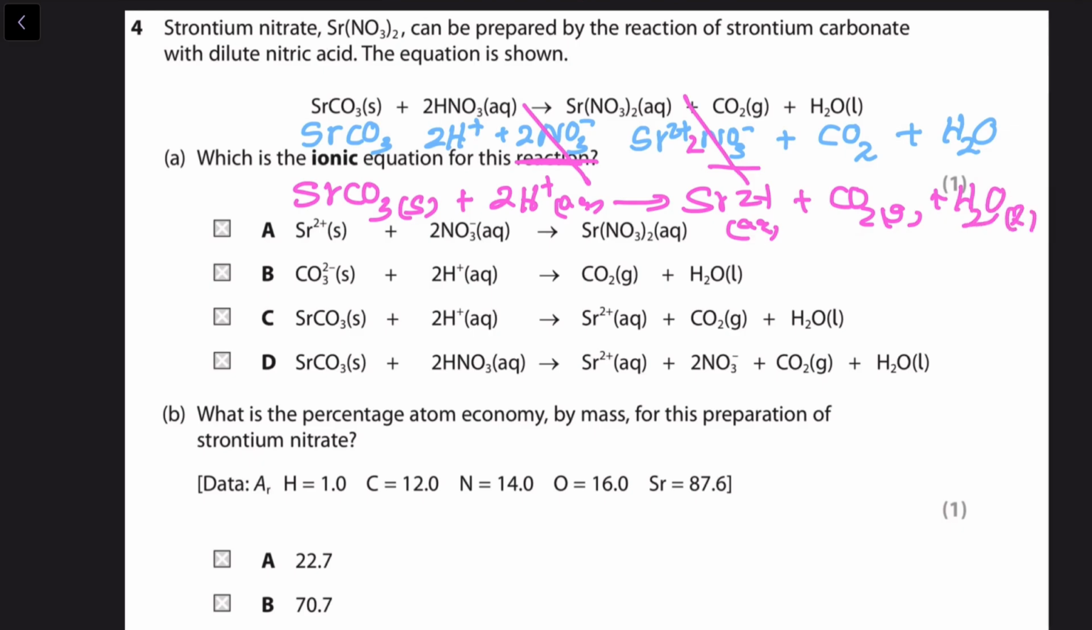There are three steps. First, identify the aqueous ionic compounds and aqueous acids. Then split them into ions, and remove the spectator ions and rewrite the equation with the remaining species. So the correct answer is C.